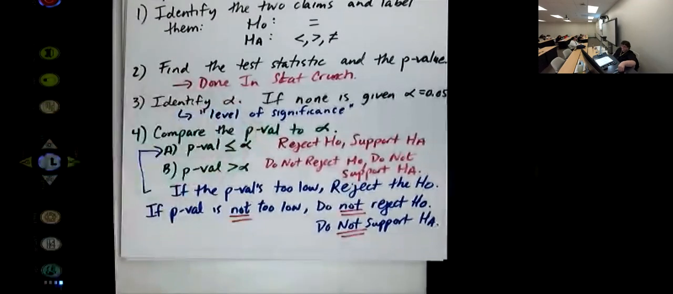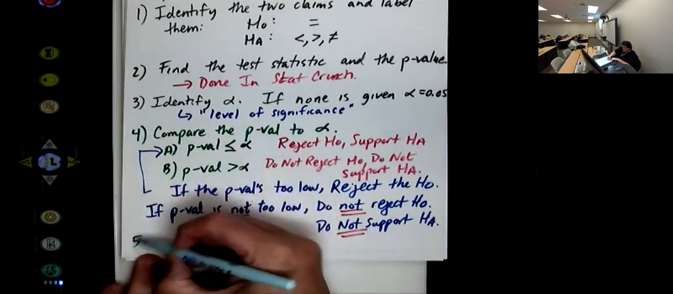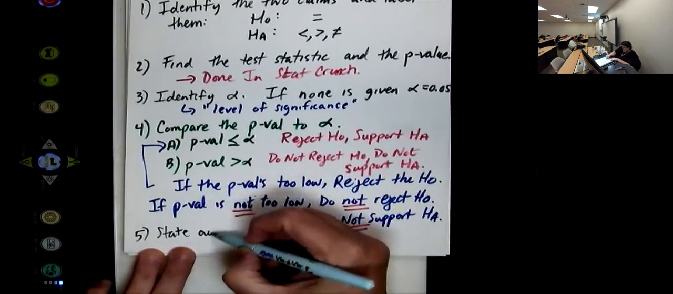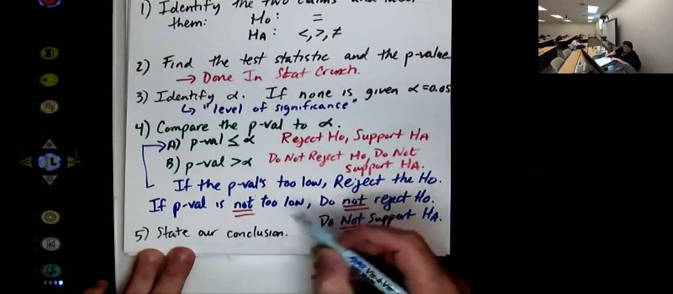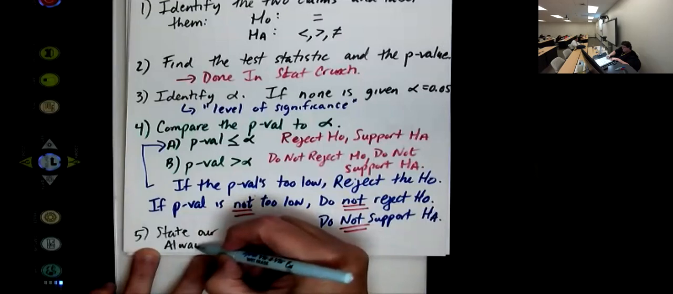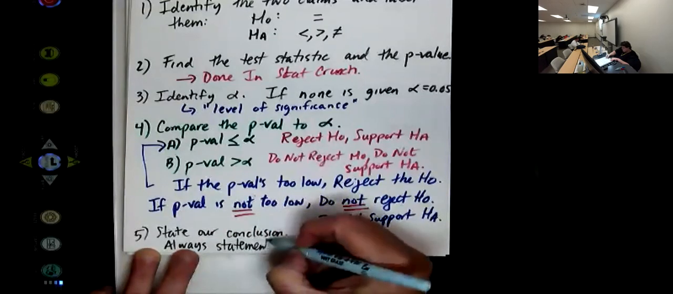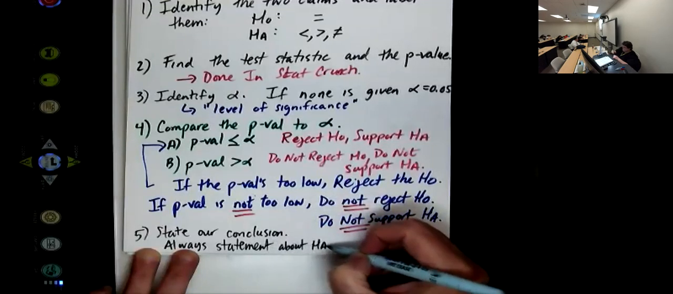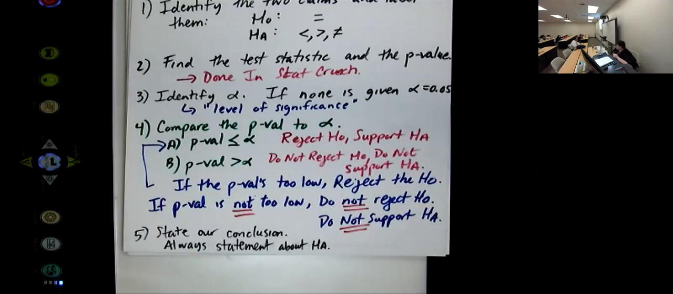Finally, step five, we will state our conclusion. And this is always a statement about HA. And when everyone's done writing that, I'll give you two basic sentence structures that work every time with very little variation. You memorize the sentence structure, you're good to go.